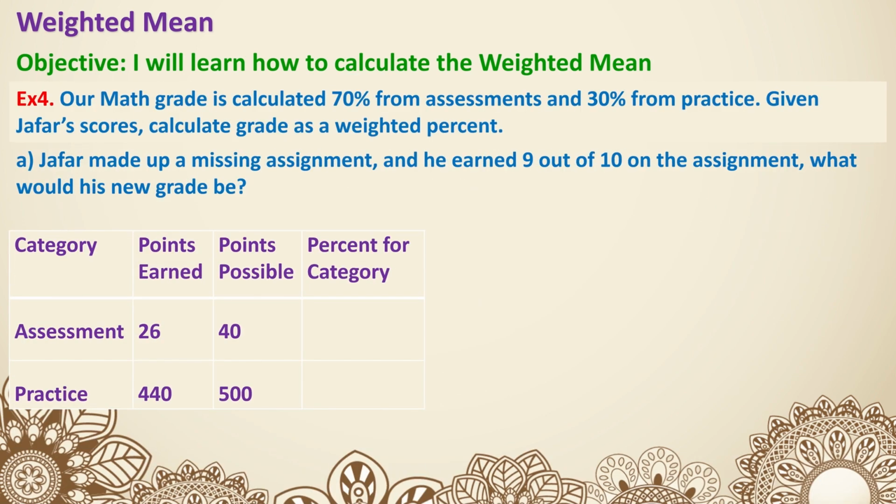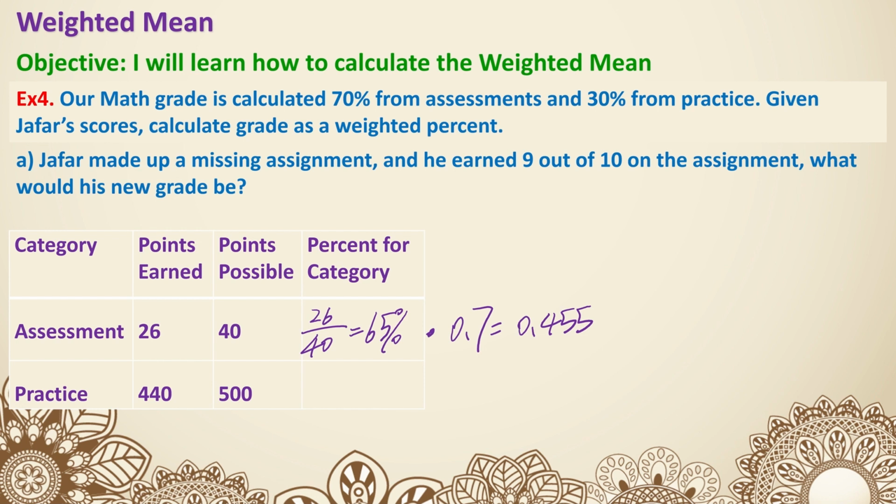Here's question A. Jafar made up a missing assignment and he earned 9 out of 10 points. But first, the assessment part wouldn't change. So let's just write down everything for the assessment. It's still going to be 26 out of 40, which is still going to be 65%. And in that case, when we multiply it with 0.7 or 70, that is still going to give us 0.455. There we go. Okay, but this time the practice changed.